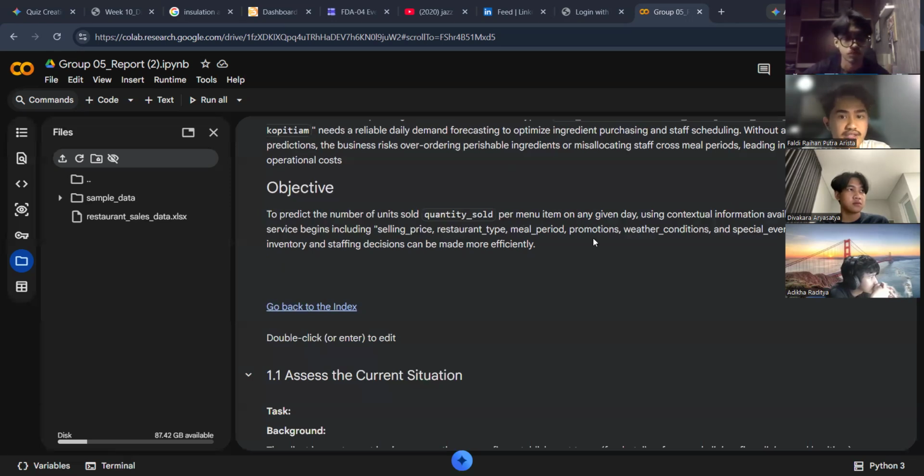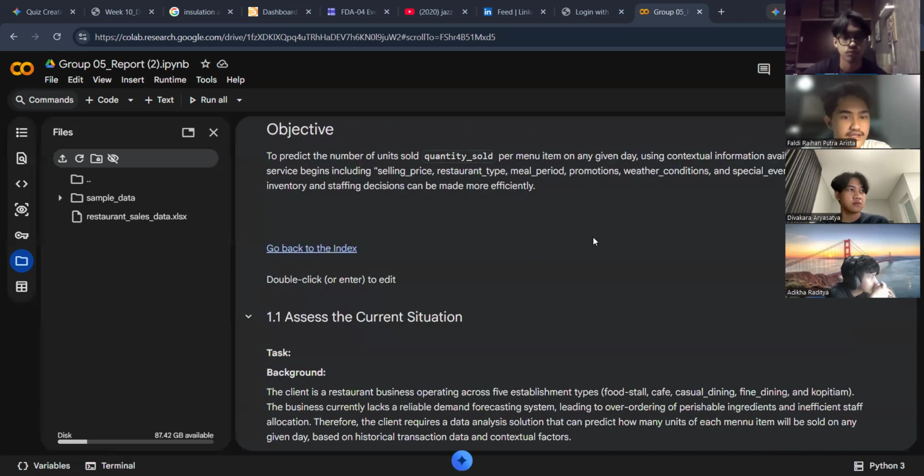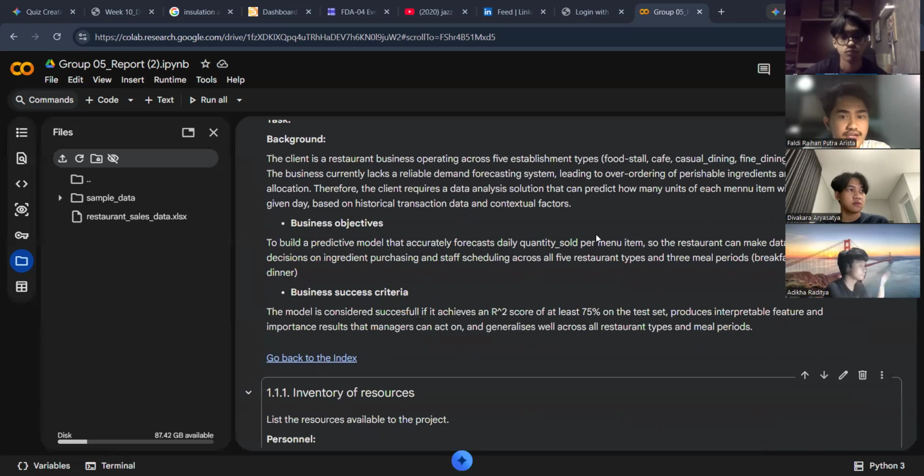The model is considered a business success if it is accurate enough to reduce ingredient overordering and minimize food waste, produces results interpretable by restaurant managers without deep technical knowledge, and generalizes across all restaurant types and meal periods. Okay, moving on to section 2.